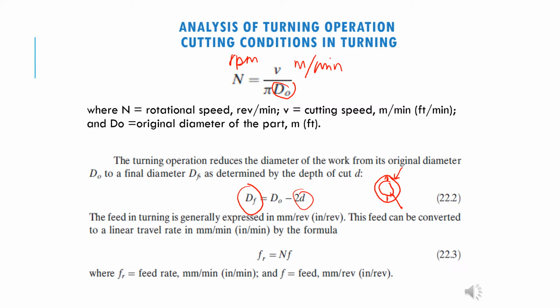So for feed rate, if the f value given is in mm per revolution, you will have to convert it to mm per minute if the calculation needs you to use this unit. Okay, so what you have to do is just multiply it with the N value, the rpm here. Then you will get the feed rate value.